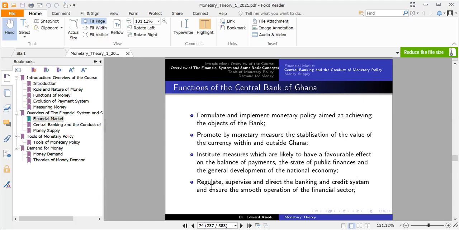And then importantly, regulate and supervise. They are supposed to do the regulations, but also the supervision. So bank supervision units. And direct the banking and credit system and ensure the smooth operation of the sector. You can take your time and go through, read also on their websites. You can see some of these things there.